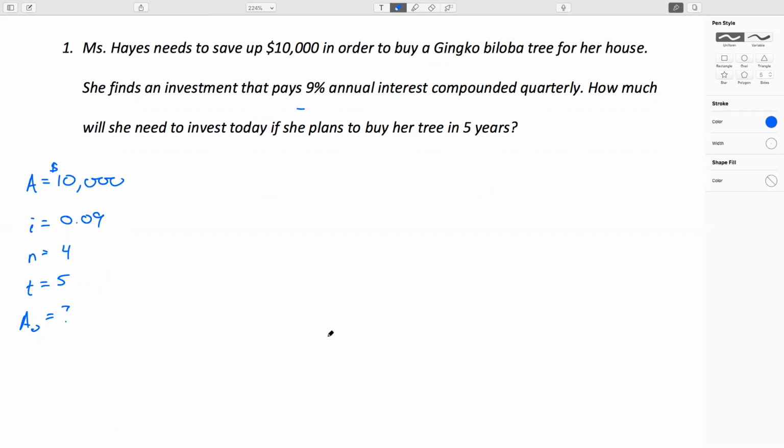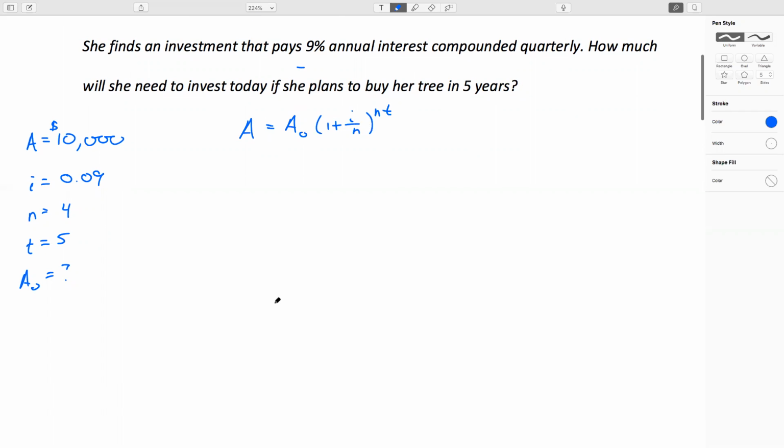So we can use the compound interest formula. A equals A naught times 1 plus I over N to the NT. And then we've got some choices to make. Do we want to plug our numbers in first, or do we want to move everything around first, then plug the numbers in? That's how I'm going to do it, because it'll be slightly less work that way.